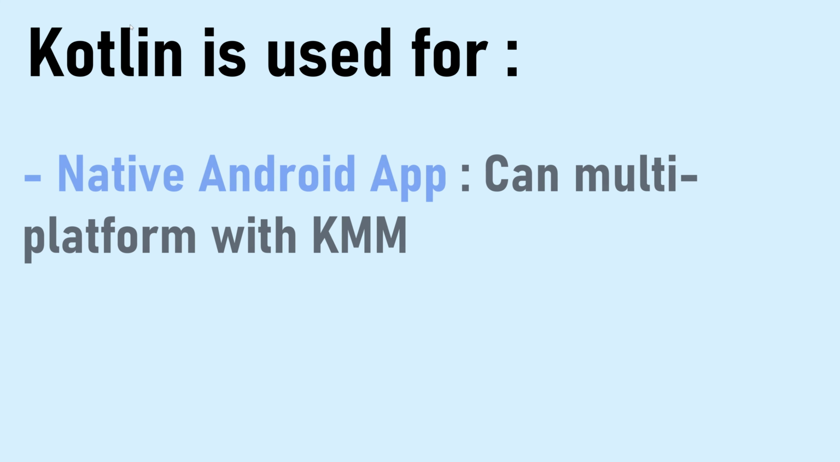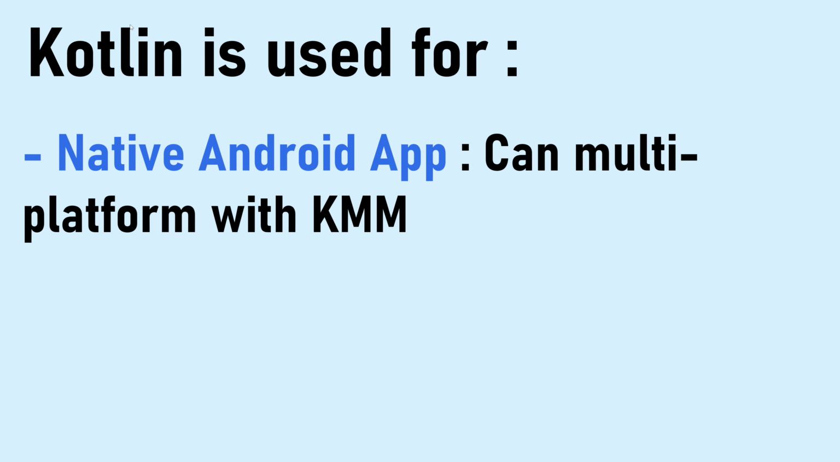What is Kotlin used for? Firstly, Kotlin is used for native Android applications, for writing an application to run in Android. And now it can be multi-platform with KMM. With KMM, you can write your application in Android firstly, and then bridge to run in iOS.